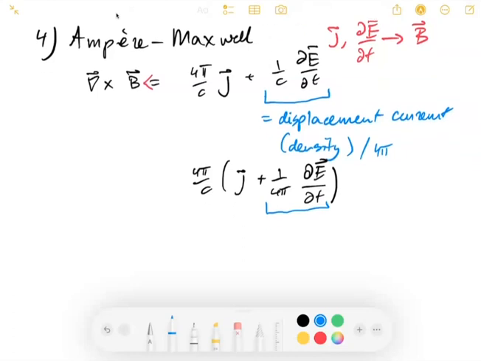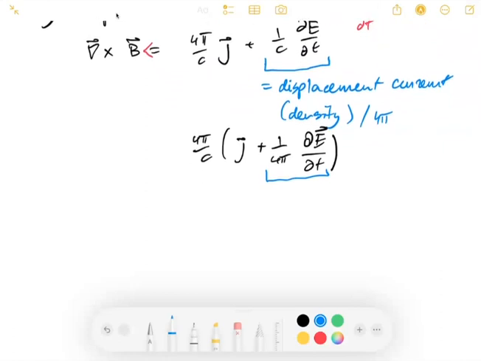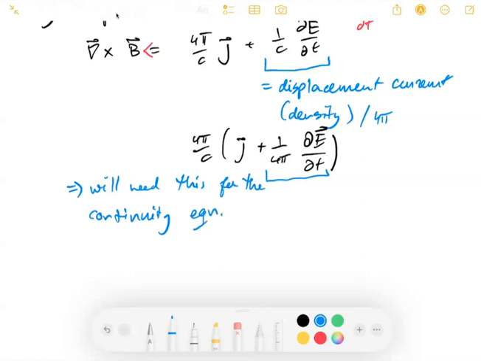Now, the reason the term is there is very profound. You need it there because otherwise the continuity equation is not satisfied. And if the continuity equation is not satisfied, that means charge is not a conserved quantity. And in this universe, as far as we can tell, charge is a conserved quantity. So we'll need this for the continuity equation, and we'll get to that in a little bit.